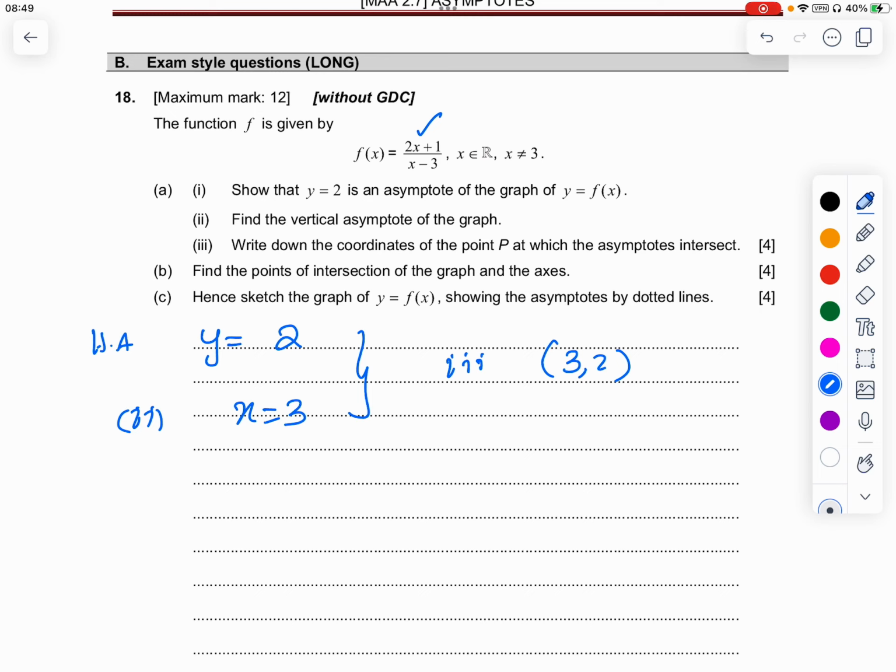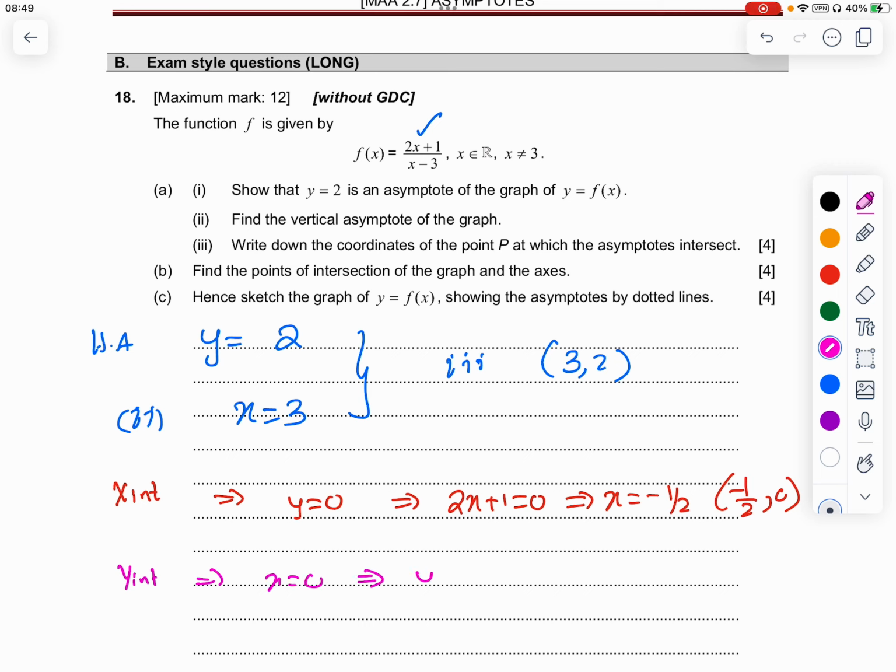The points of intersection of the graph and the axis means x-intercepts and y-intercepts. So x-intercept means again y equals 0. So it becomes 2x plus 1 equals 0. So it implies x equals -1 upon 2. So the point is (-1/2, 0). Y-intercept means nothing but what? x equals 0. It implies y equals 1 upon -3. So the point is (0, -1/3). Hence sketch the graph.